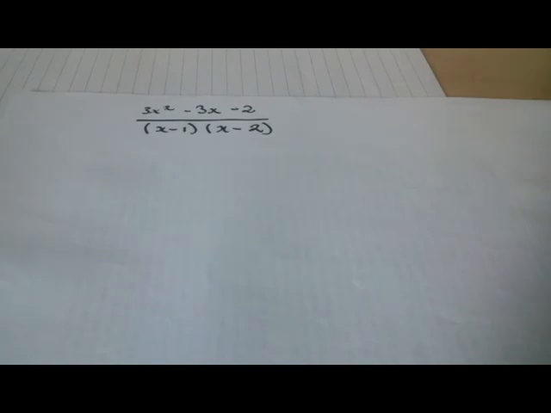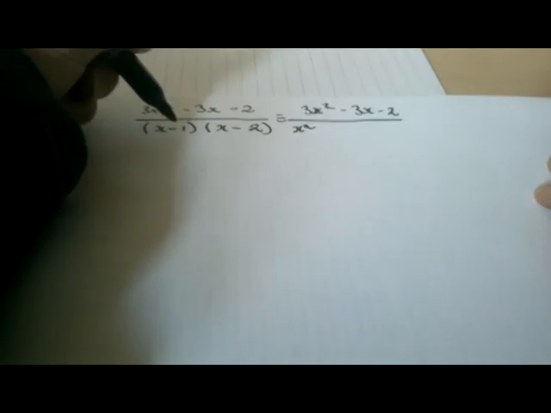So the question I'm gonna attempt is 3x squared minus 3x minus 2 all divided by (x minus 1)(x minus 2). Alright, so the first thing we're gonna do is just expand this. That's just 3x squared minus 3x minus 2 divided by x squared minus 3x plus 2.